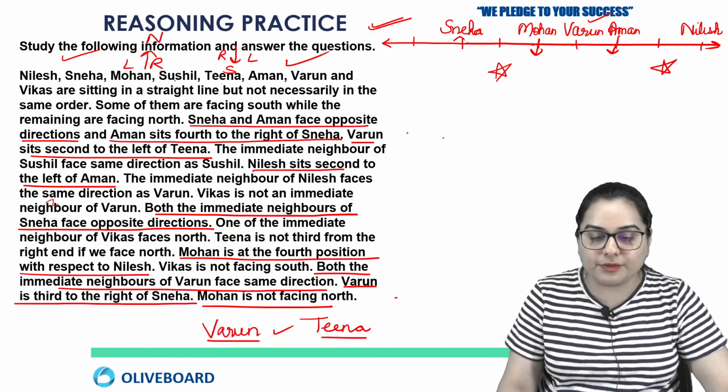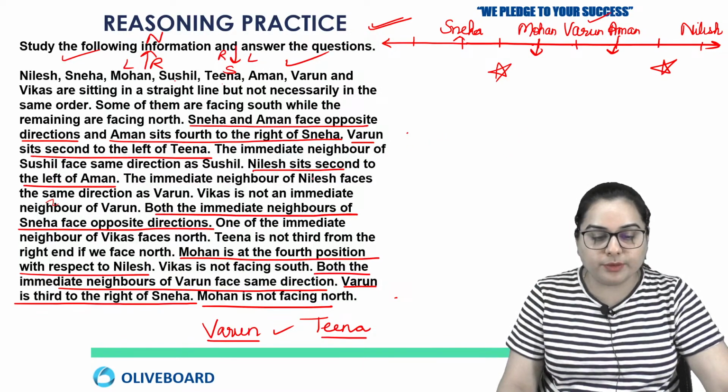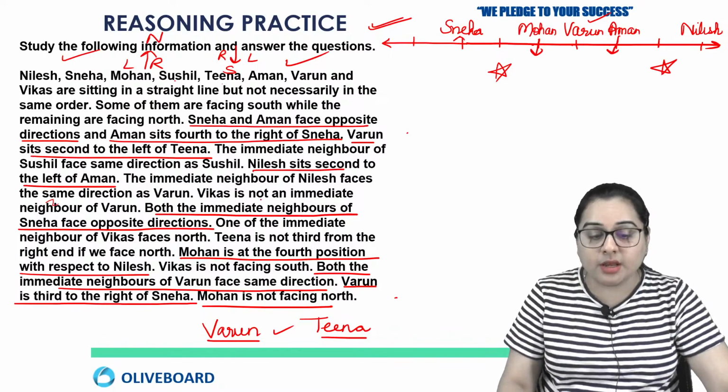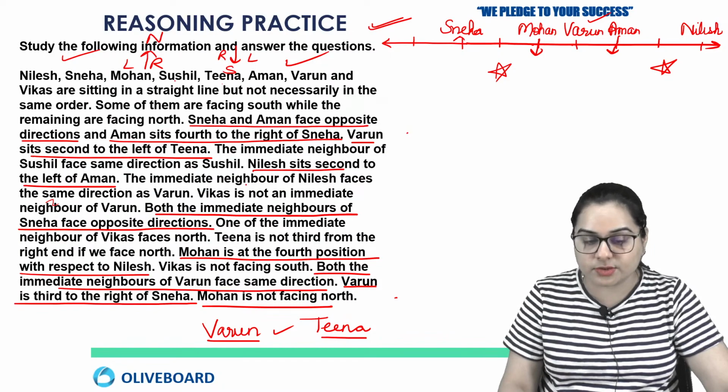Okay, so now we have to just fill here. Now any other information that you have: the immediate neighbor of Sushil faces the same direction as Nilesh, the same direction as Sushil.